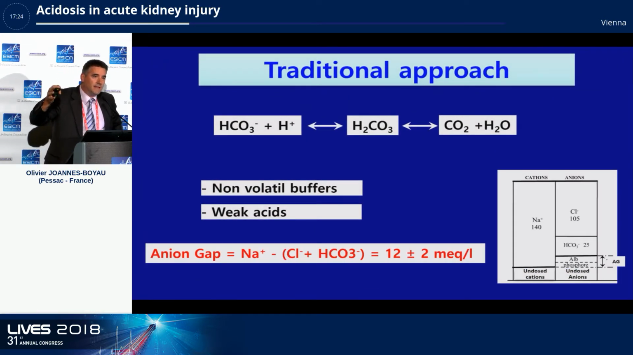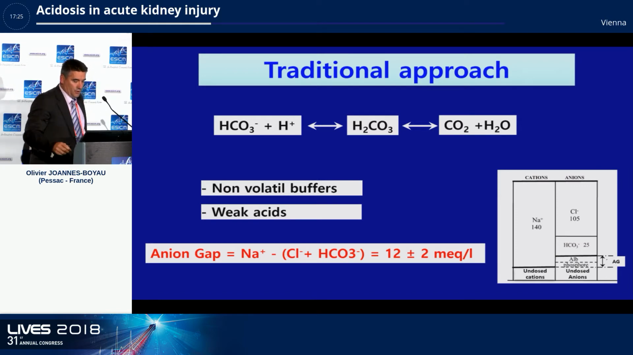As you have seen with the previous speakers, you have the traditional approach with Henderson-Hasselbalch. You forget non-volatile buffers and weak acids with this, but you can use the anion gap to try to understand what's happening with metabolic acidosis. Anion gap is sodium minus chloride and bicarbonate, and the normal level is 12, or 16 if you take the potassium into account.